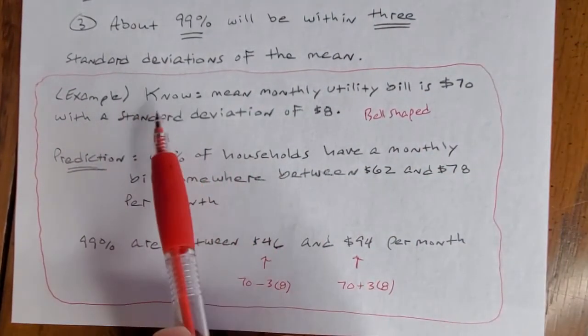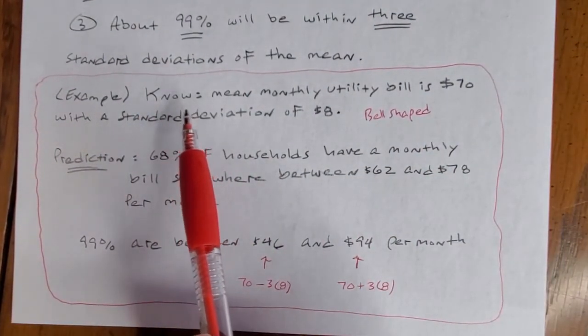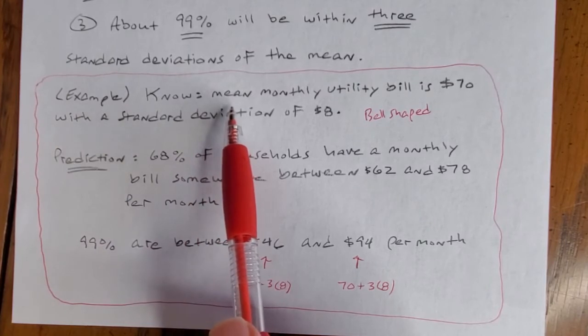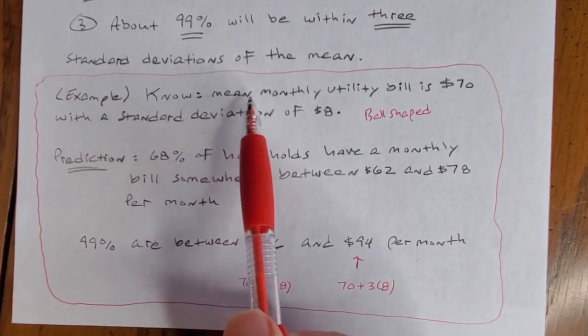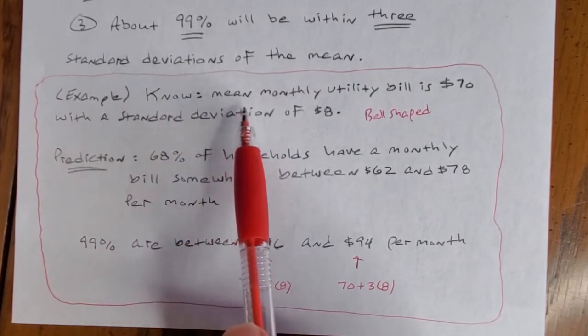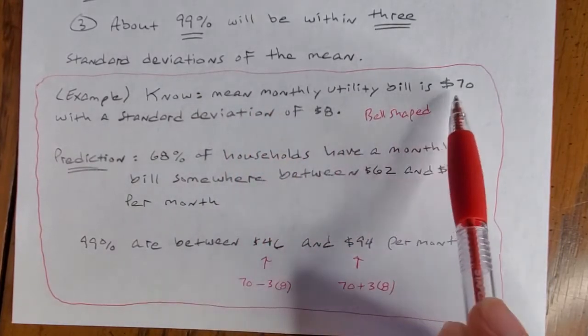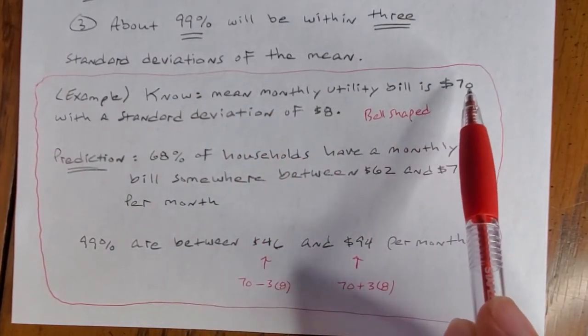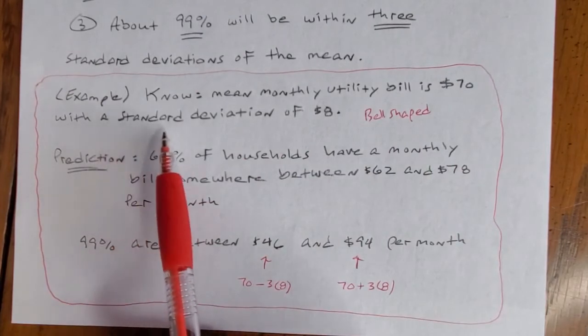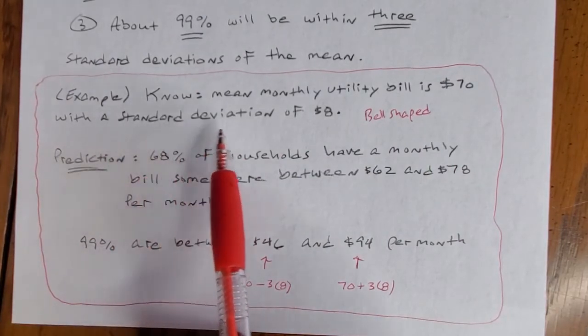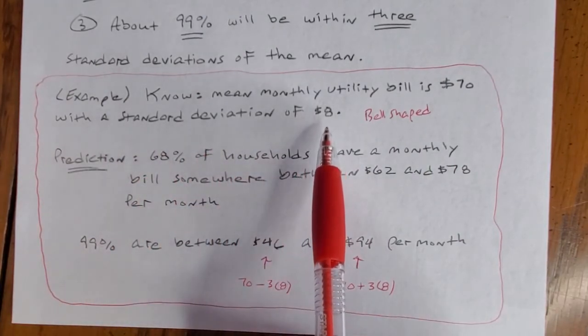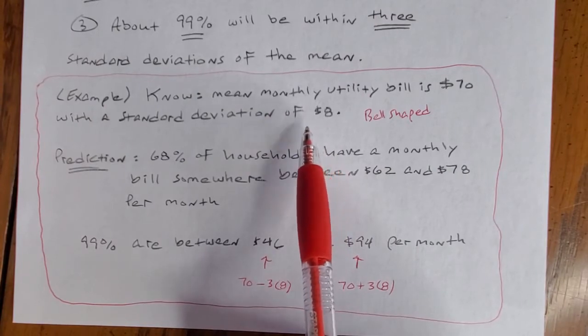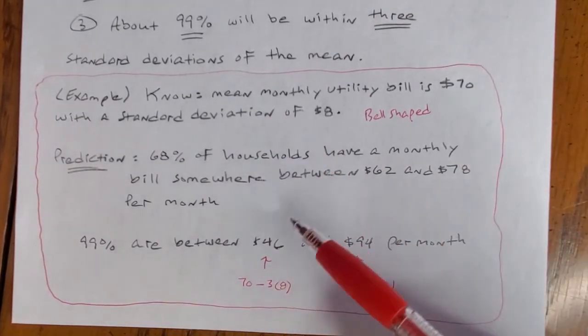And we do some study, maybe we survey people or something like that, and we find out, based on the survey and the answers we were given, or however we found this information out, that the mean monthly utility bill is $70 per month. And with the data, we did all the math, and we found the standard deviation is $8 a month. Well, all right, then here's the prediction we can make.